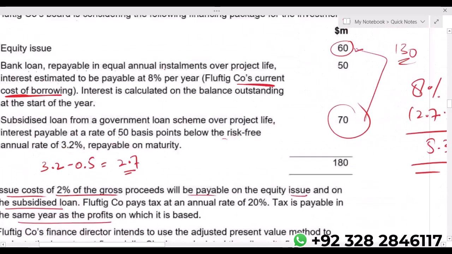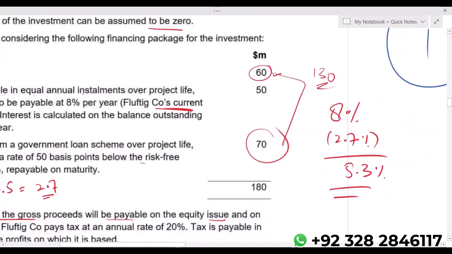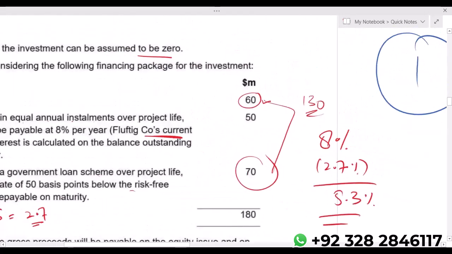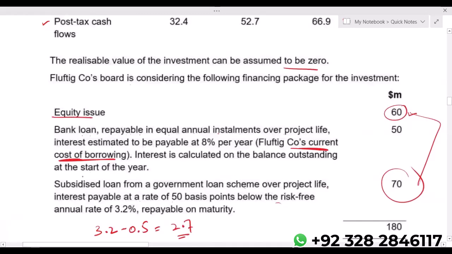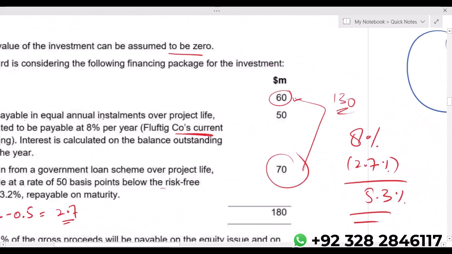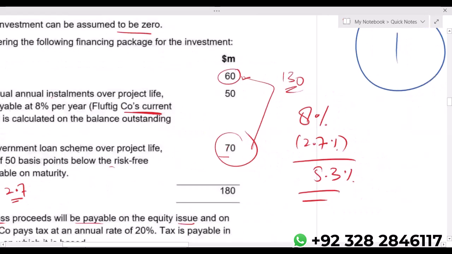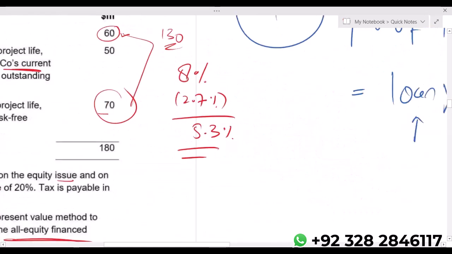Let me explain the financing side impact to save the time. Issue cost is 2% on equity and subsidized loan. Subsidized loan is 70 million, equity is 60. Now, please, student, try to understand. 60 plus 70, it becomes 130. If 2% is issue cost, then 130 is representing 98%. Repeat. If issue cost is 2%, then this 130 is representing 98%. How will you calculate issue cost? 2 upon 98 will give you the issue cost.